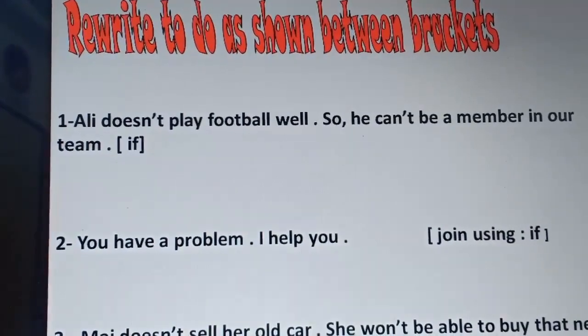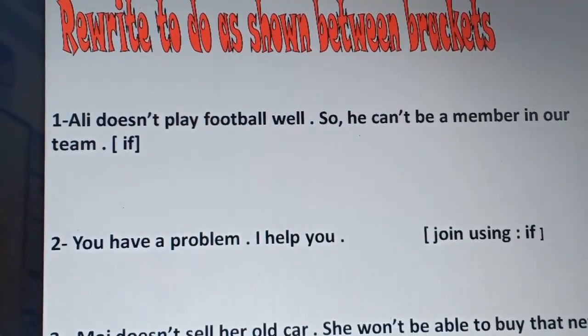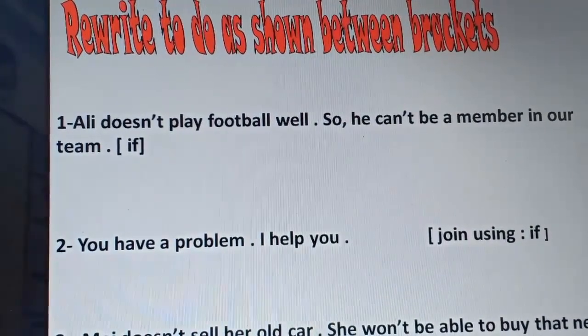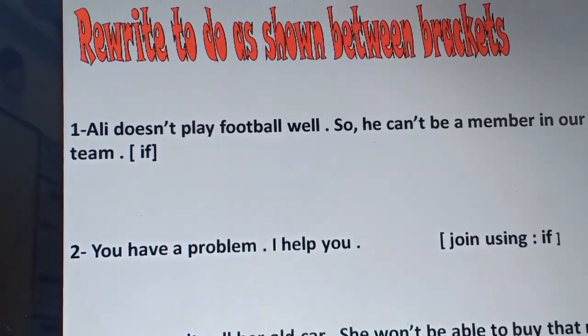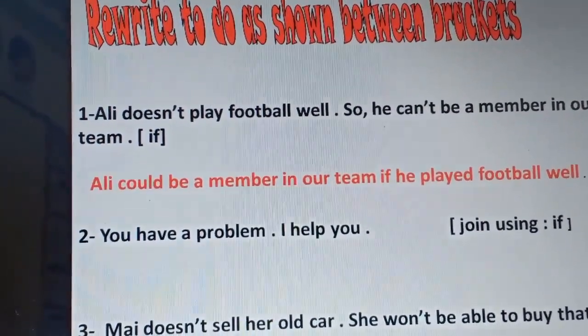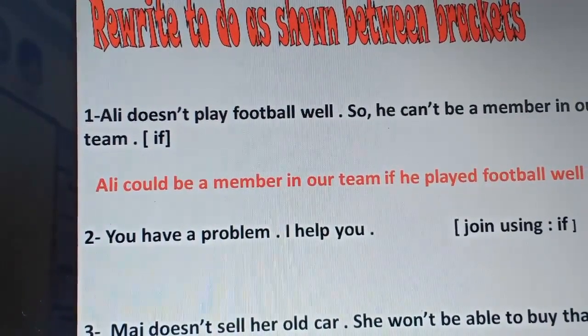What is the condition and where is the result? Ali doesn't play football well, that's the condition. And the result is he can't be a member in our team. So to join using if in type 2, the sentence will be: Ali could be a member in our team if he played football well.